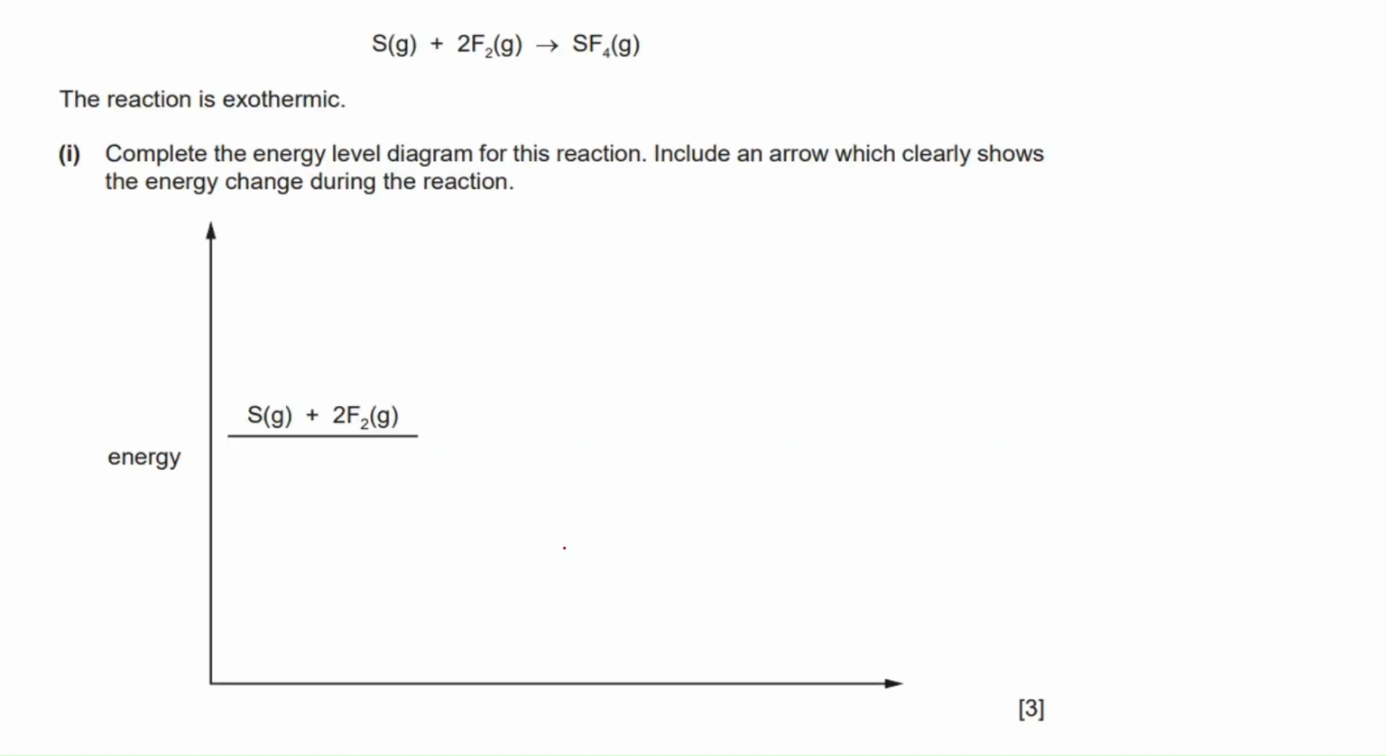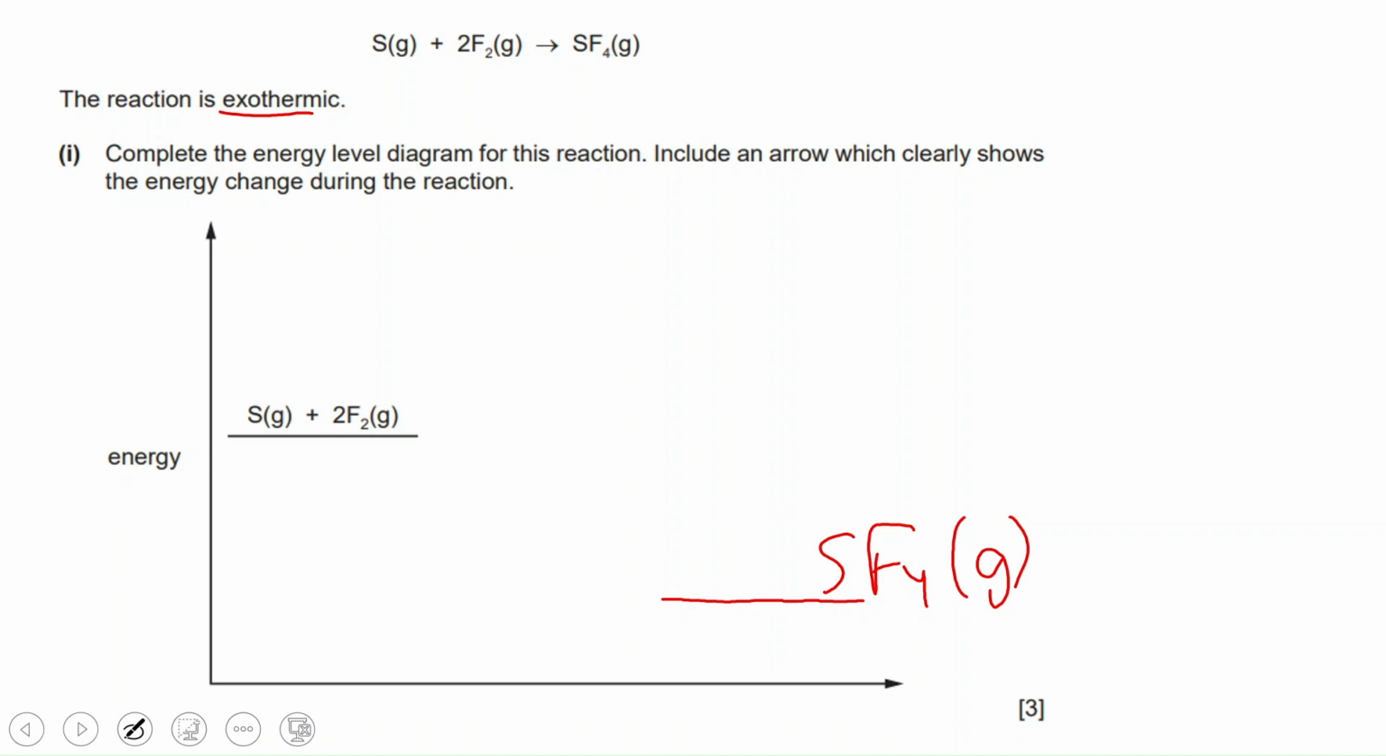So over here, complete the energy level diagram for this reaction, and we are told that this reaction is exothermic. So if it's exothermic, that means that there is an exit of heat, and so the products are at a lower energy level than the reactants. So what we can do to start off is just draw a line over here, which is for the product, which is over here, SF4 in its gaseous state. So we simply draw the graph like this, right? Now this is a 3 marker, so this is one thing. It also says to include the arrow which clearly shows the energy change during the reaction. So the reaction is progressing like this. I'm just going to add them.